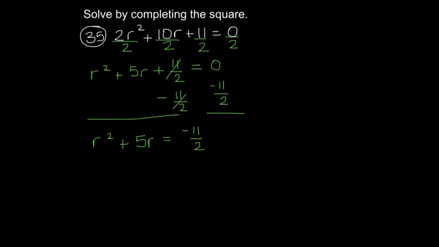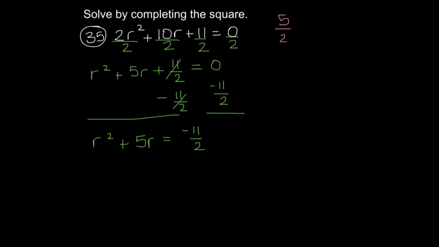Now to figure out what value I want to add to both sides, I look at my linear term, and the coefficient is a 5. So I will take that 5, and I will take half of it. In other words, I'll divide it by 2, and 5 over 2 I'm just going to leave as 5 over 2.